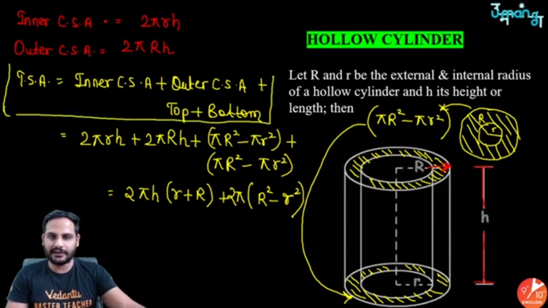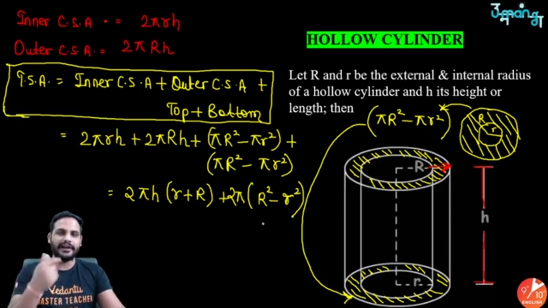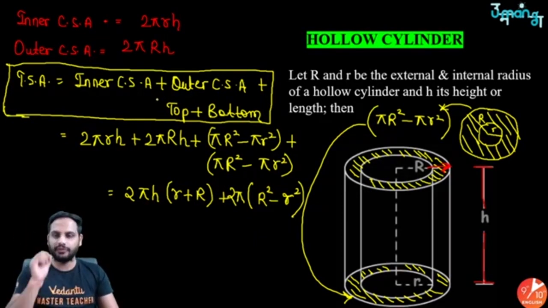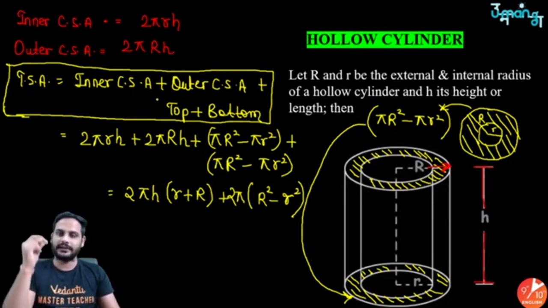because in the exam it will be very easy for you to write inner curved surface area, outer curved surface area and all that. Instead of remembering this formula, you might make some mistake in remembering. So better than this, go for this part. The total surface area for a hollow cylinder is inner CSA plus outer CSA plus area of top plus area of bottom. That's it. That thing you know.